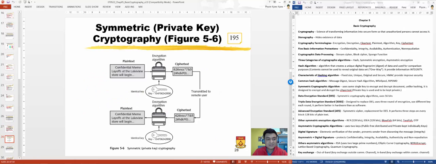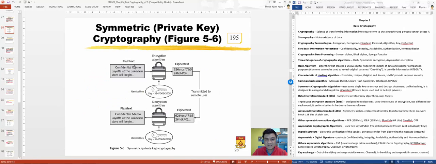Okay, this is how symmetric cryptography works. First, there is a plain text here. So I have to use a private key from the sender, and then I encrypt my data to become a ciphertext, and I transmit the data to the recipient. When the recipient receives the data, it will be decrypted by using the same key. You see the same key, right? Same key to decrypt back the data. So I get back my original data here. Okay, this is called symmetric cryptography using a private key.